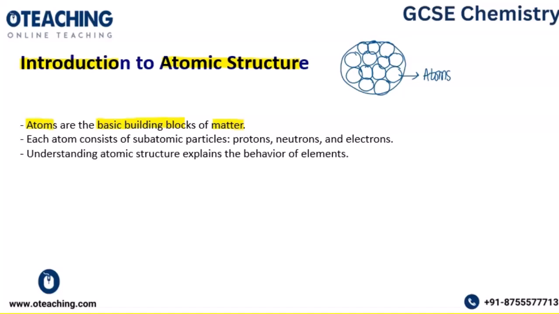Each atom consists of subatomic particles. Now, each atom consists of small subatomic particles such as protons, neutrons, and electrons. Protons are positively charged, neutrons are neutral in nature, and electrons are negatively charged.